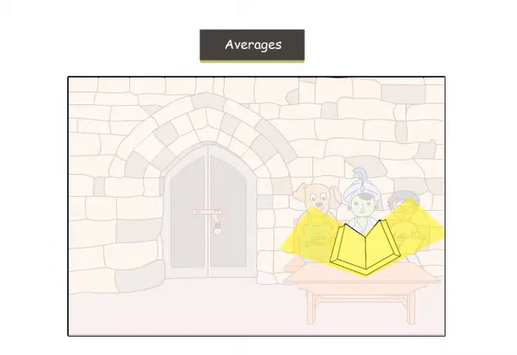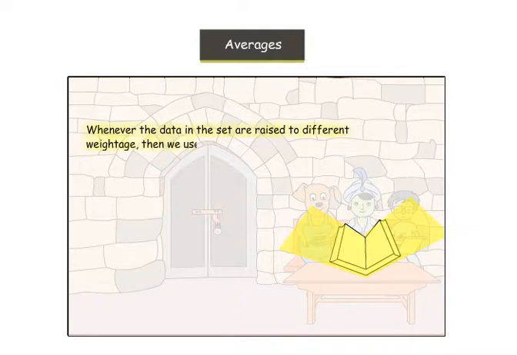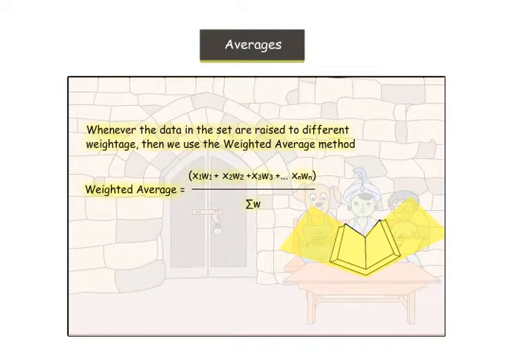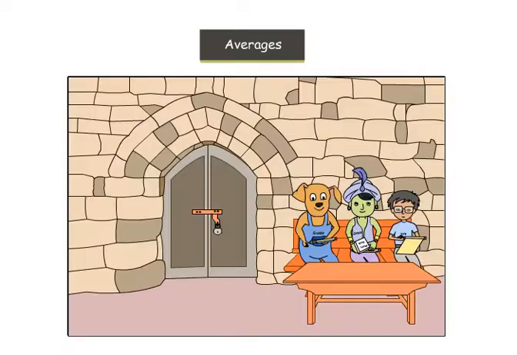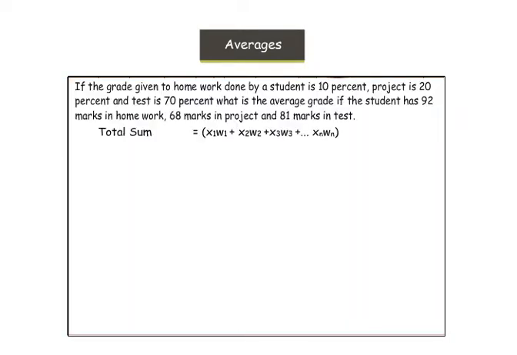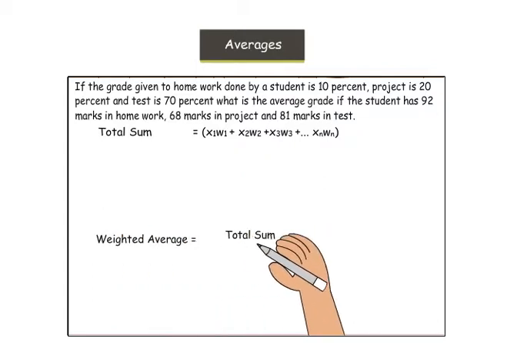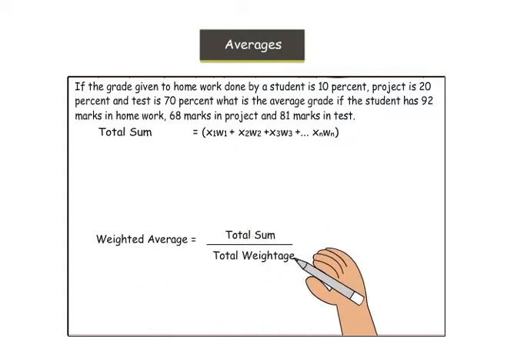It says, whenever the data in the set are raised to different weightage, then we use the weighted average method. Multiply the respective values with their weightage and add them up to give the total sum, and then divide the sum by the total weightages.